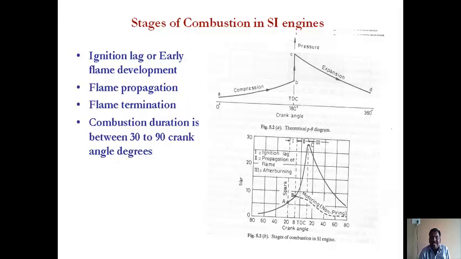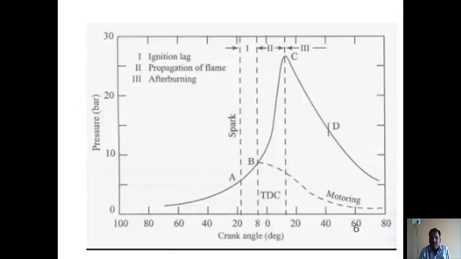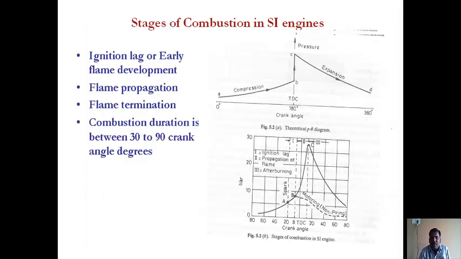Point C is the maximum cylinder pressure development, and in this diagram the maximum cylinder pressure is developed around 10 degree after TDC. If you look at the theoretical pressure triangle diagram and the actual pressure diagram, in the theoretical diagram the maximum cylinder pressure is reached exactly at top dead center. But in the actual case, the maximum cylinder pressure is developed only at 5 to 10 degree after TDC. It is very difficult to create maximum cylinder pressure at top dead center. It is due to the variation of engine speed, load and some other parameters. And this is point C.